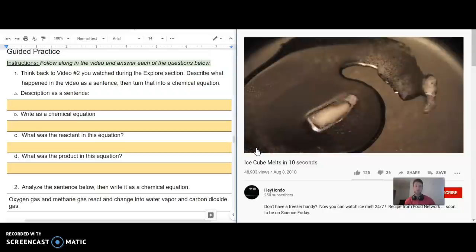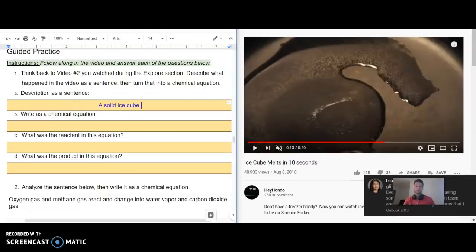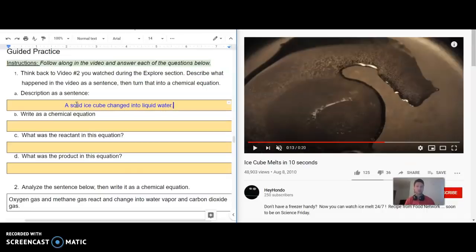Seems pretty straightforward. I'm going to go ahead and pause right there. Let's describe what we saw as a sentence. So what I'm going to say is a solid ice cube changed into liquid water. That's my one sentence description of what just happened.